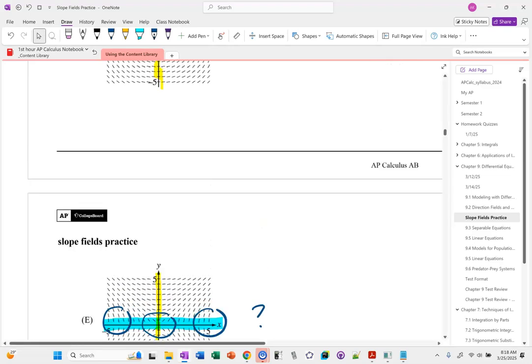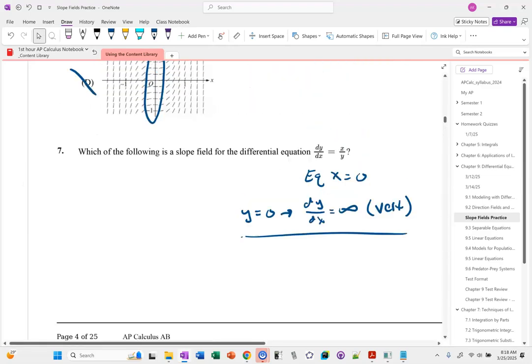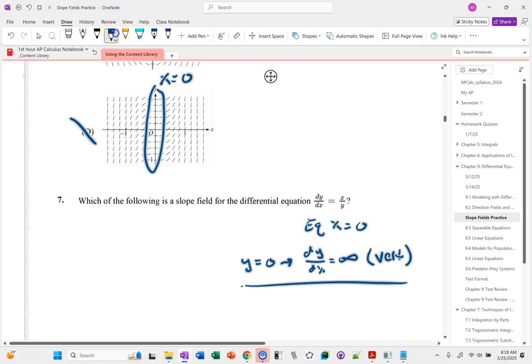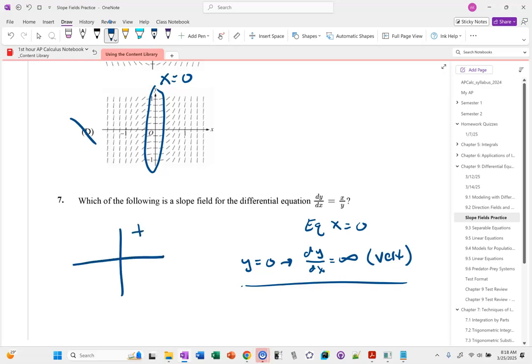So I'm going to think to myself, okay, if this is just x over y, in quadrant 1, all my slopes should be positive because x and y are both positive. In quadrant 2, all my slopes should be negative because y is positive but x is negative. In quadrant 3, all my slopes should be positive because it's negative over negative. And in quadrant 4, all my slopes should be negative. Everybody agree with that? So that's the next thing I'll check.